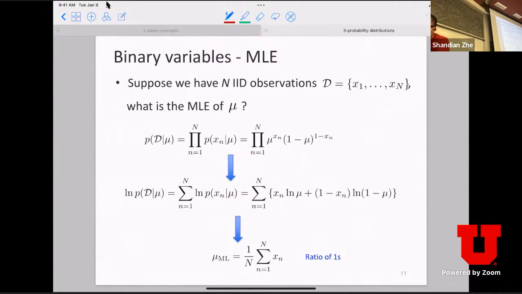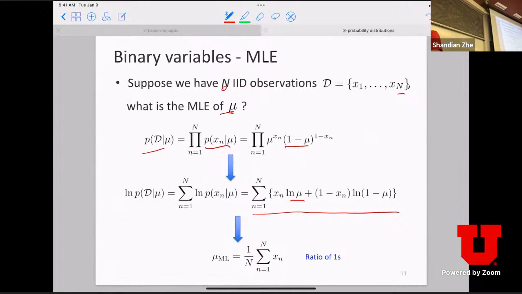Now, suppose we have observed n observations, which are IID, independent and identically distributed, x1 to xn. Remember, each observation is binary, either 1 or 0. Then the question is, how do we obtain the MLE of mu? Or in other words, how do we conduct maximum likelihood estimation to estimate mu? This is just practice. The likelihood of your n observations is a product of the likelihood of each observation, and the likelihood of each observation is mu to the power of xn times 1 minus mu to the power of 1 minus xn. And of course, for convenience, we take a logarithm, and you get this summation.